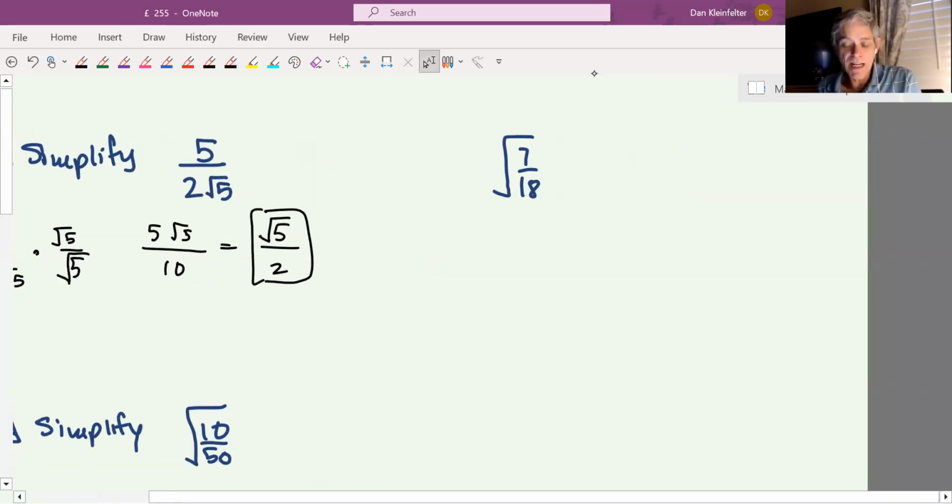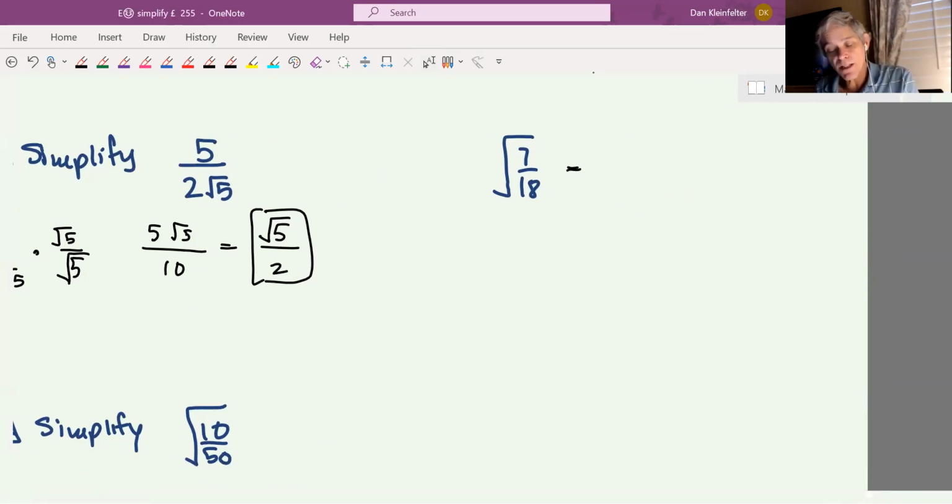All right, so next we have the square root of 7 over 18. There's a couple of different ways you can proceed with this. So if the steps you take don't match mine, that's fine. There's different ways of doing it. Here we'll have the square root of 7 over the square root of 18. And then I'm not going to multiply the top and bottom by the square root of 18 now, just because I don't feel like doing 7 times 18 very much.